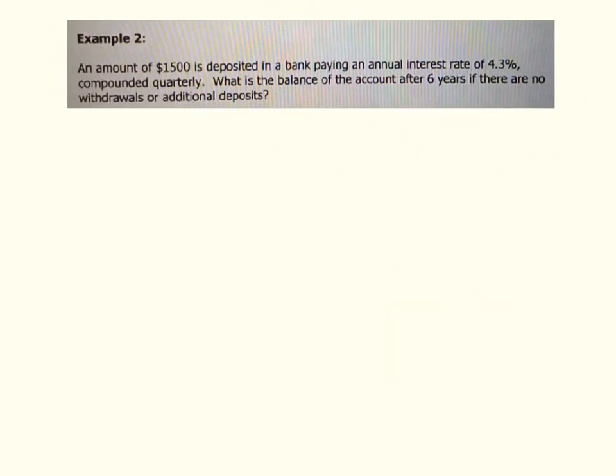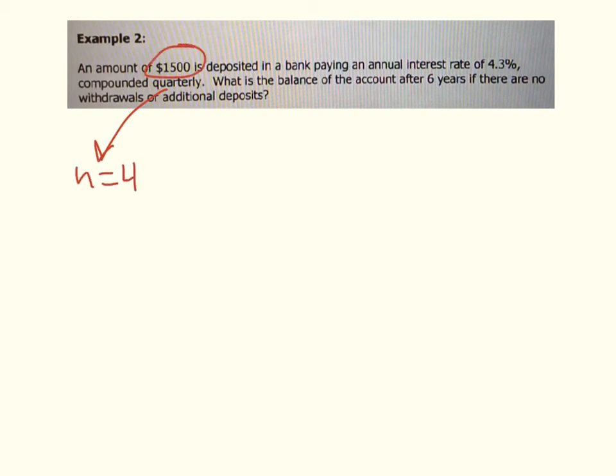For example number 2, it says an amount of $1,500 is deposited in a bank account, an annual interest rate of 4.3% compounded quarterly. What is the balance of the account after 6 years if there are no withdrawals or additional deposits? Well, it tells us that we are going to compound quarterly, so it's going to be more than once a year. And when you think quarter, you need to think 4 times per year. So that is going to be your N, how many times you are doing that. So your N would be 4.